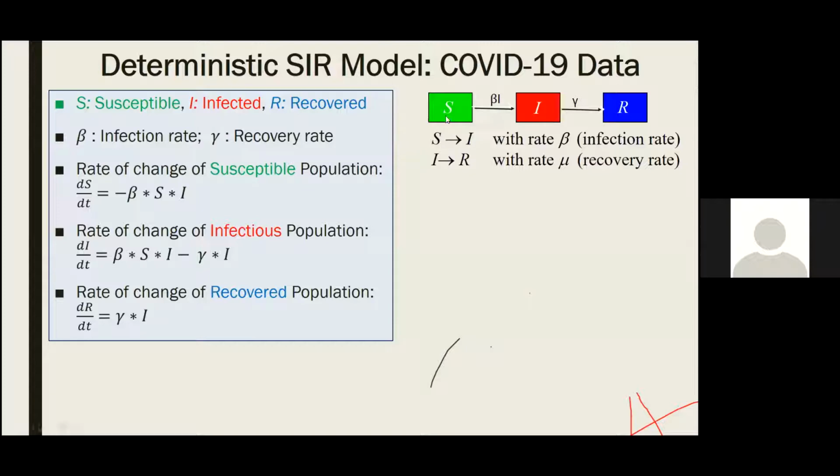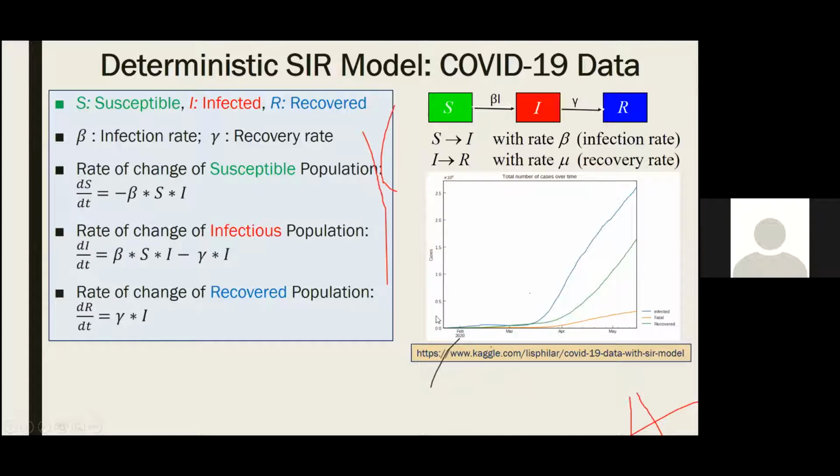So this transition from susceptible to infection has some rate called infection rate. Similarly, from infection to recovery there is another rate. There are simple differential equations that one can look into. We actually plotted this based on certain data that is available for the SIR model. And you can see that based on this SIR model, it gives the infected cases, the fatal, meaning diseased cases, and the recovery cases.